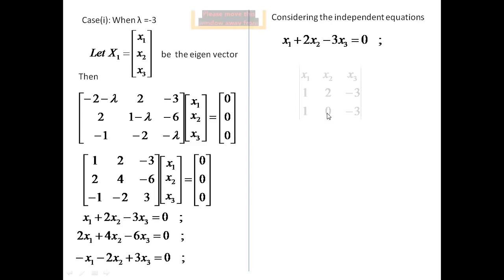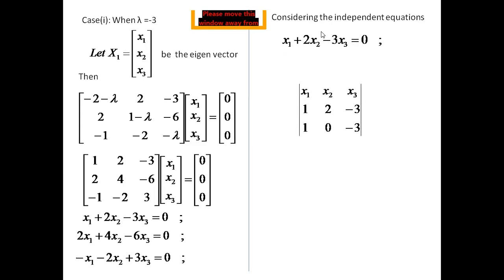In this case, I'll take x2 is equal to 0. Considering x2 is equal to 0, write the unknowns in the first row. In this equation, what are the unknowns? x1, x2, x3 written. Then, if x2 is equal to 0, what happens? This coefficient is 1, this coefficient is minus 3.